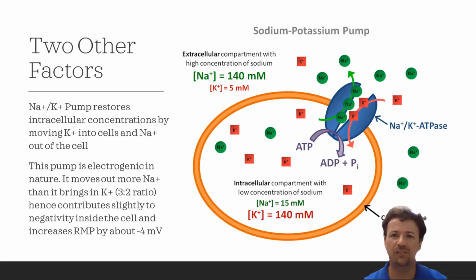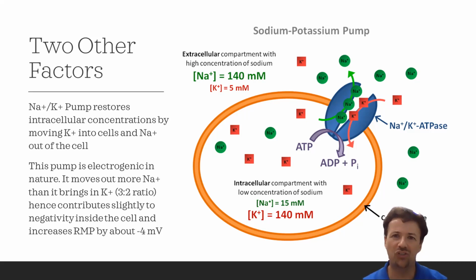Now, if you think about that in terms of charge and not in terms of the actual ions themselves, for every cycle of that pump, it's pumping 3 positive charges out and it's only bringing 2 positive charges in. So we can say that the pump itself is electrogenic in nature. The pump itself is actually causing a separation of charge. For every cycle of the pump, it's putting 3 positive out and only bringing 2 in, meaning that it's creating a net negative of 1 on the inside of the cell.